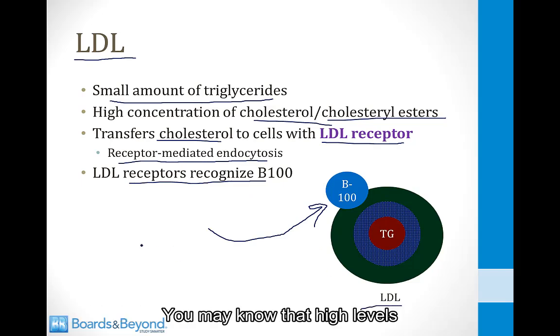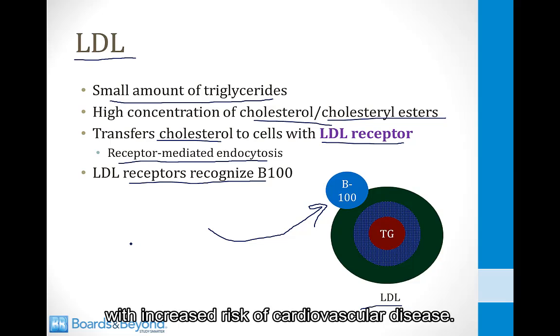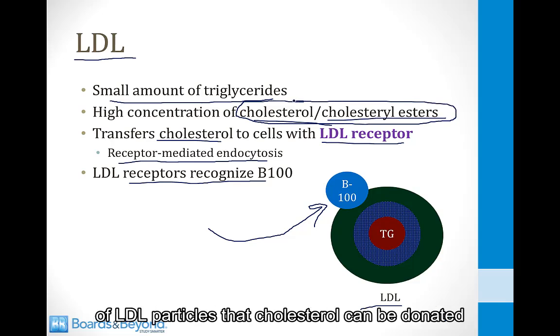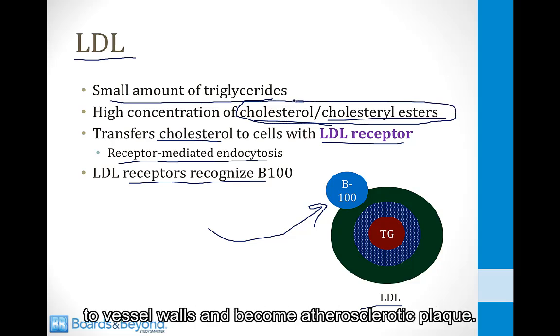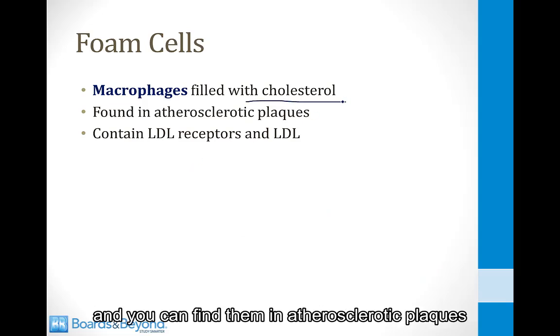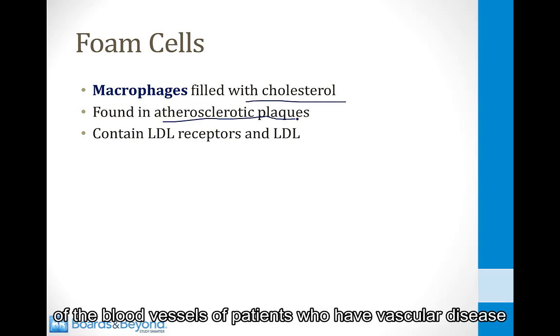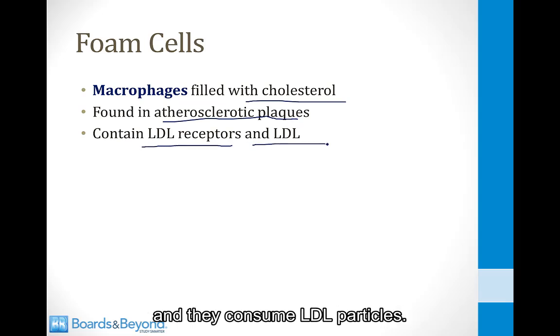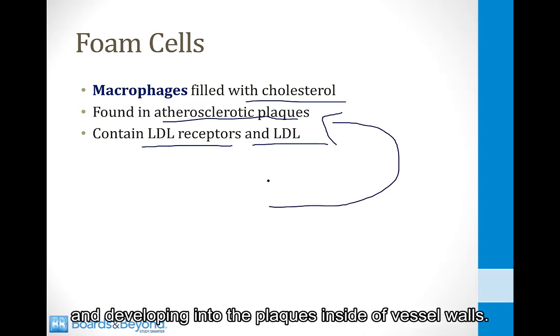You may know that high levels of LDL cholesterol are associated with increased risk of cardiovascular disease, and part of the reason for this is because of the high concentration of cholesterol inside of LDL particles. That cholesterol can be donated to vessel walls and become atherosclerotic plaque. Foam cells are macrophages filled with cholesterol, and you can find them in atherosclerotic plaques of the blood vessels of patients who have vascular disease. And foam cells contain LDL receptors, and they consume LDL particles, and that's how they fill with cholesterol and develop into the plaques inside of vessel walls.